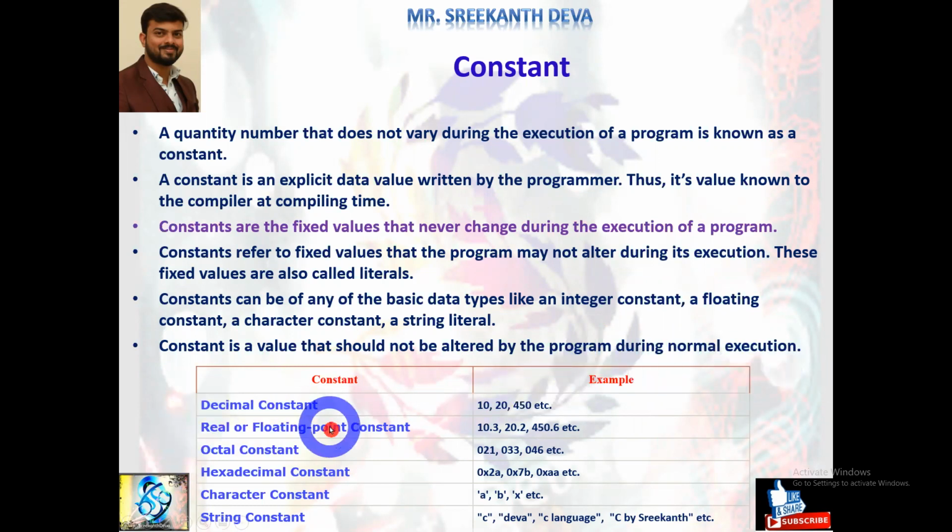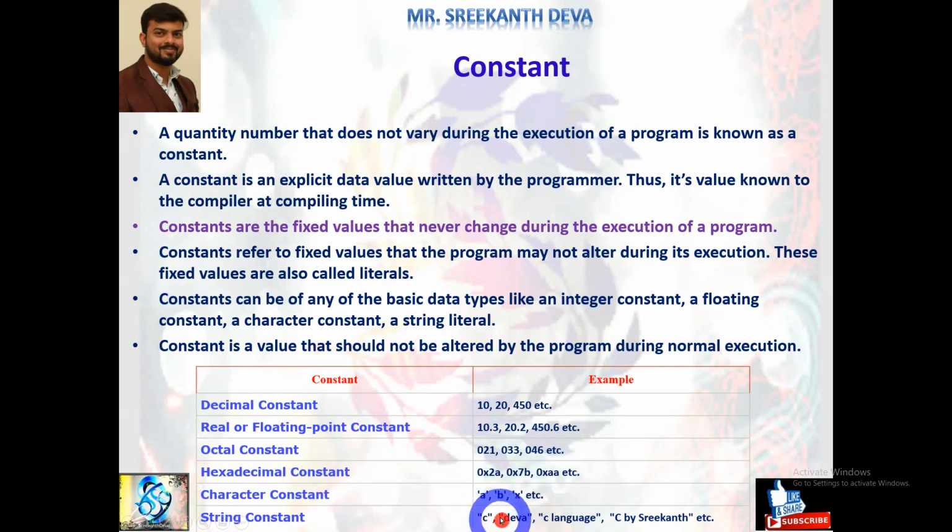Decimal constants are represented by 10, 20, 450 and so on. Real or floating point constants are represented as 10.3, 20.2, 450.6 and so on. Octal constants start with the digit 0, like 021, 033, 046 and so on. These are all octal constants. Hexadecimal constants start with 0x, like 0x2a, 0x7b, 0xaa and so on.